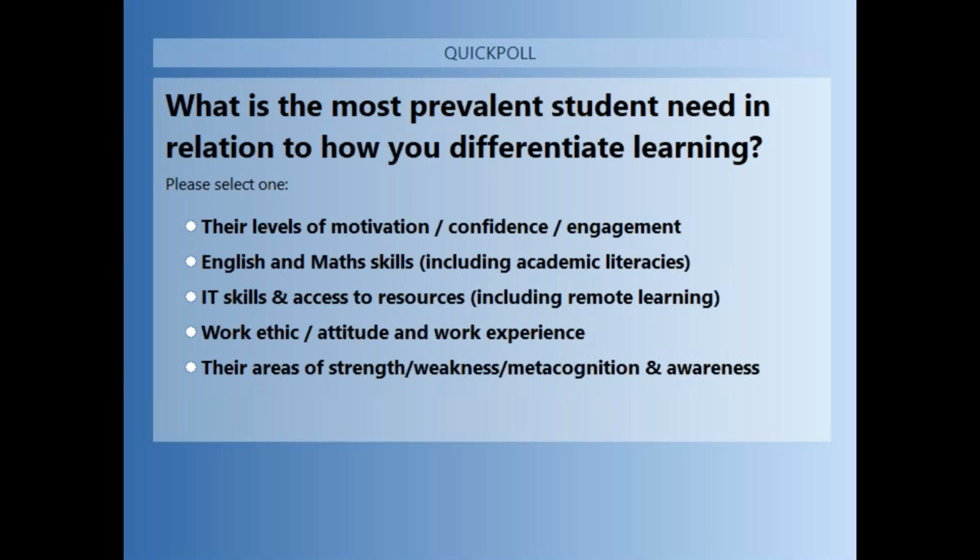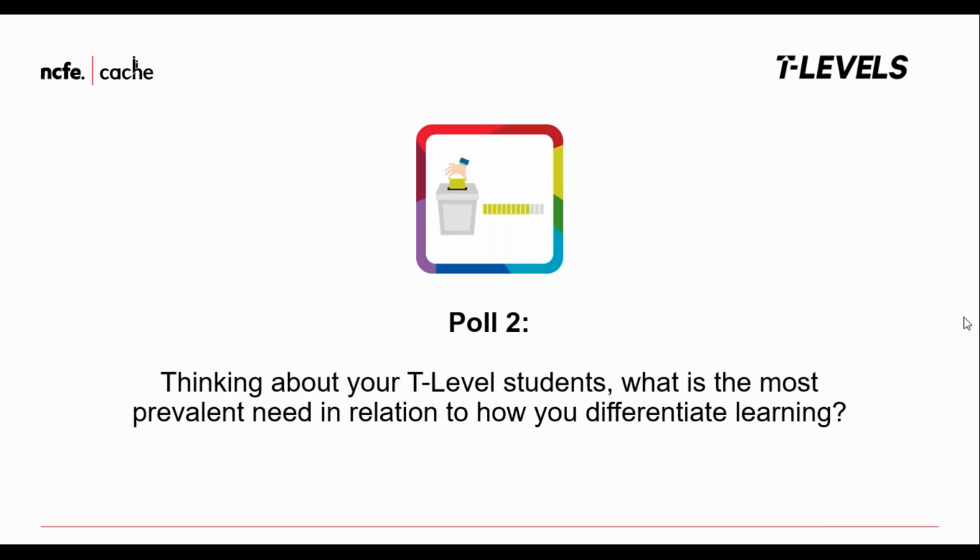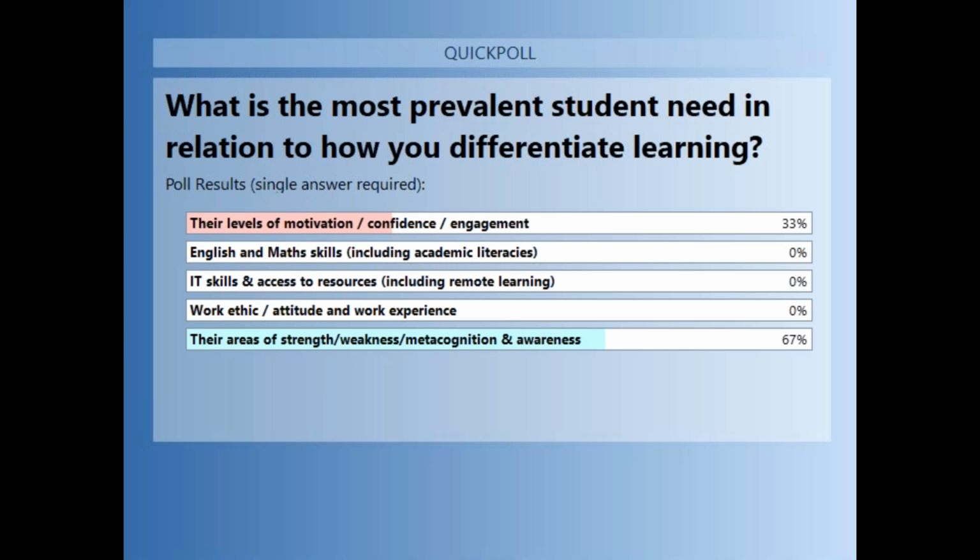Okay, thank you everybody. I'm going to close that again now and share the answers. As you'll be able to see, the vast majority have chosen their areas of strength, weakness and their awareness of their abilities, which is really interesting. And some have said their levels of motivation and confidence. Thanks again for your input there. We will keep this in mind as we're going through the remainder of the webinar and talk about the areas that you've said are the most prevalent and most difficult and needed in differentiating learning. Okay, thank you.